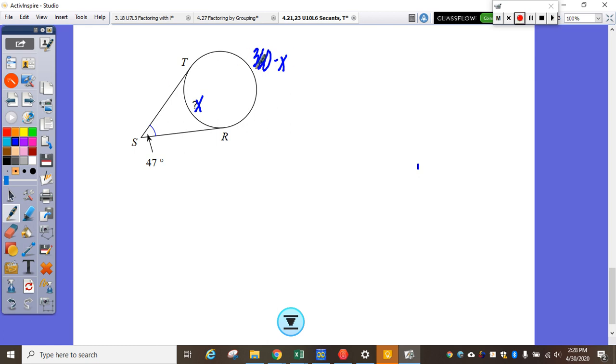Okay, so now I have my larger arc, I have my smaller arc, and I have my outside angle, so I do the same thing. The larger arc, which is 360 minus x, minus the smaller arc, which is just x, and that divided by 2 is going to equal 47. So we have 360 minus 2x divided by 2 equals 47. And then we do the same algebra. Multiply 2 to both sides and then solve for x. All right. So this kind of concludes this section.